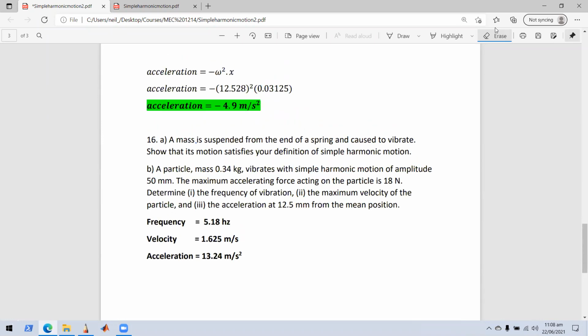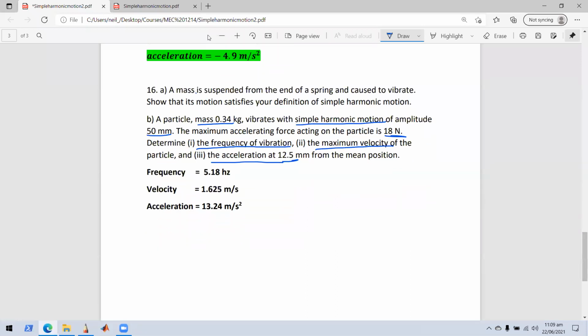Now for the question, which I want you guys to do. A particle, mass 0.34 kg, vibrates with simple harmonic motion of amplitude 50 millimeters. The maximum accelerating force acting on the particle is 18 newtons. Determine 1, the frequency of vibration, 2, the maximum velocity of the particle, and 3, the acceleration at 12.5 millimeters. A few things to keep in mind when doing this problem.